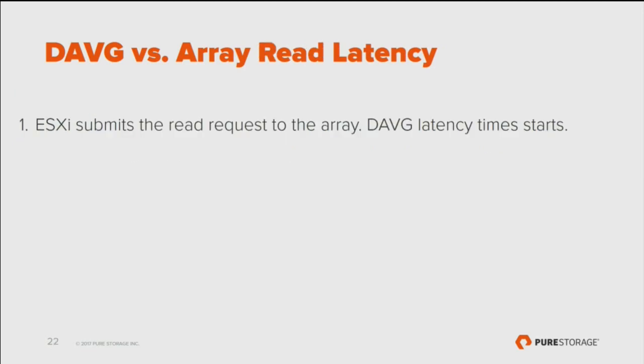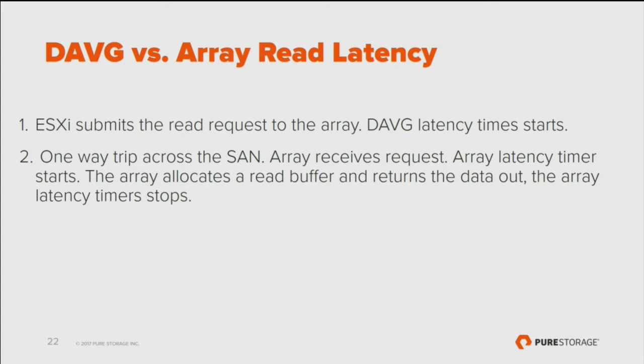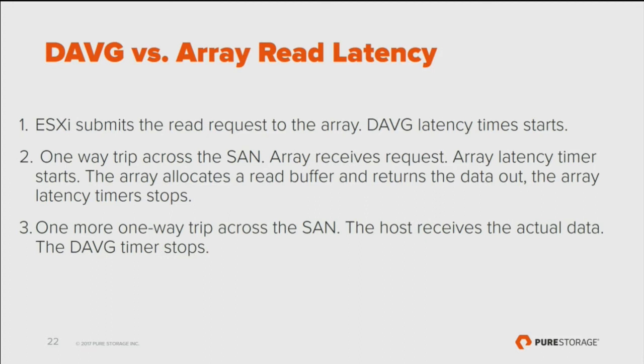So what about read latency? Reads are slightly different than writes. So in this situation, ESX submits the read request to the array. Disk average starts. One-way trip across the SAN, the array receives that request. It doesn't have to send an acknowledgement back. It's like, oh, you want this data? Okay, great. So the array latency starts. It gets the data, populates it, sends it back. Right? And so the array latency is beginning and end right there, right? Pretty quick. Then there's one more trip across the SAN. The host receives the data, it stops.